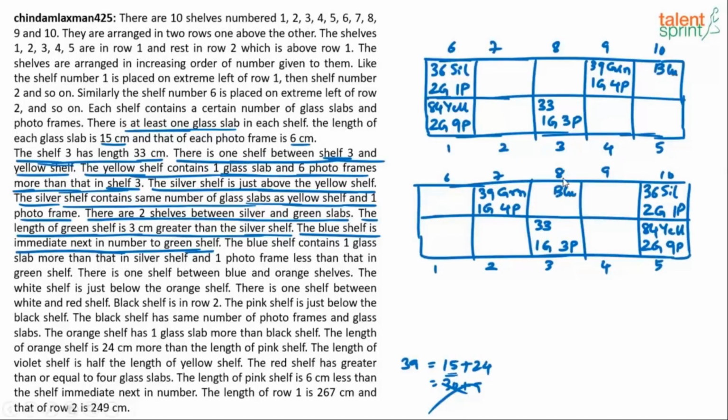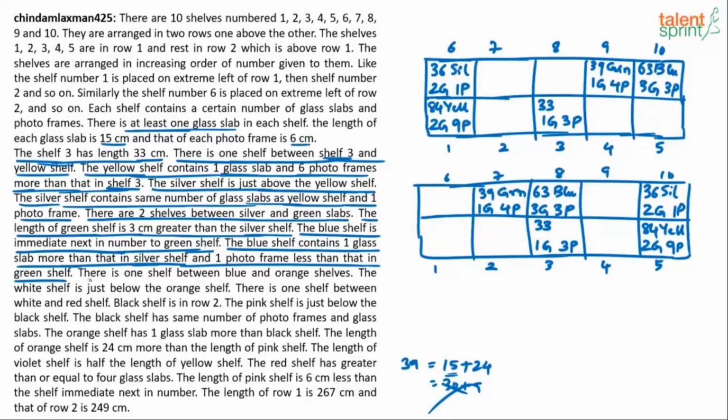That is also done. The blue shelf contains one glass slab more than the silver shelf. One more than silver. How many are there in silver? 2. So blue will have 3 glass slabs, and 1 photo frame less than that in green. Green has got 4 photo frames, so this will have 1 less, meaning 3 photo frames. Simple, right? So 3 glass slabs and 3 photo frames, meaning 45 plus 18, 63. 63 is the length here.